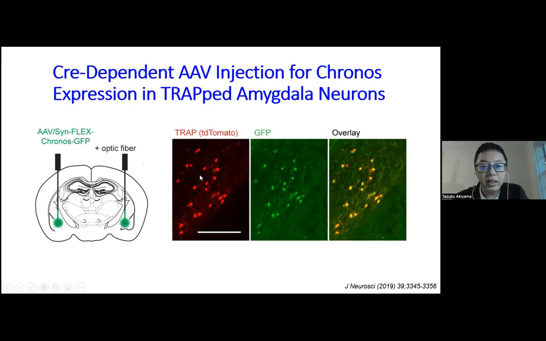Here you see the tdTomato positive cells. Those are the histamine responsive amygdala neurons. As you can see here, most of them have GFP, and this GFP means they have the light sensitive channel, Chronos.